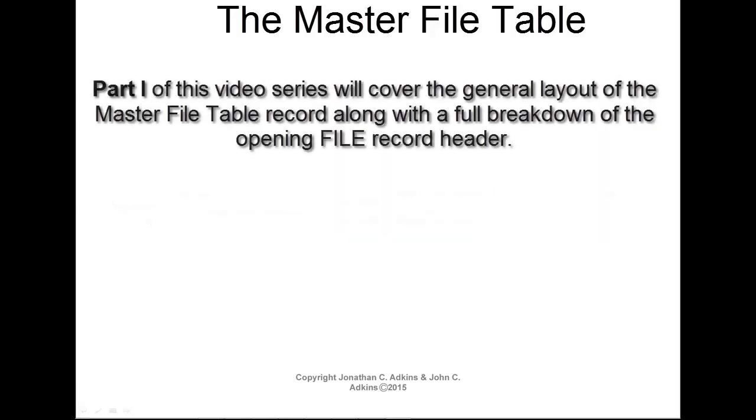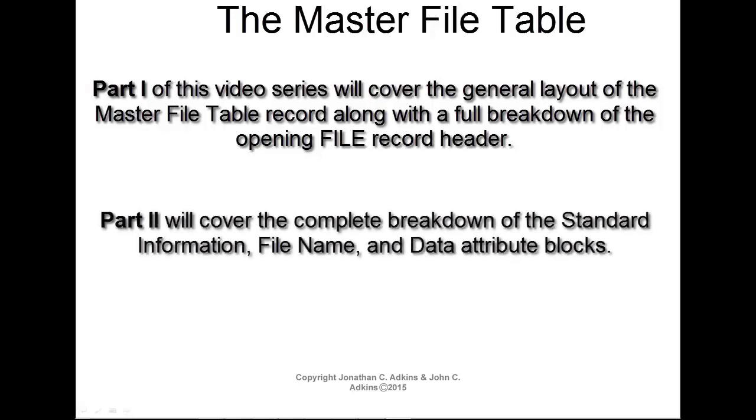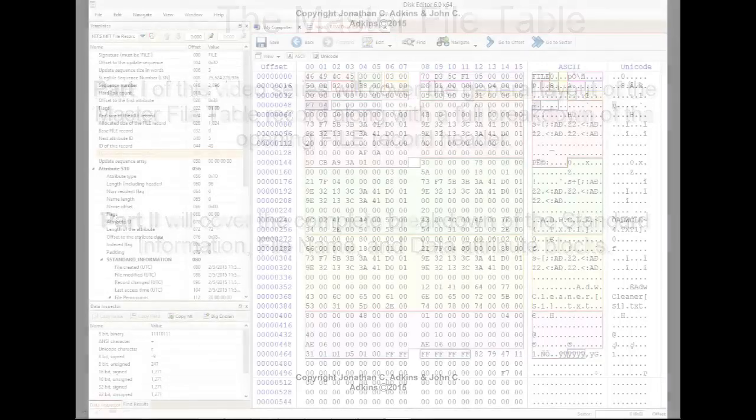This video is part 1 of a structural breakdown of the master file table record. I will start with the general layout of the record. Next, I will move to the record file header, which begins every record in the table. In the next video in this series, I will break down the structure of the blocks known as attributes that reside within the master file table record. Let's begin.